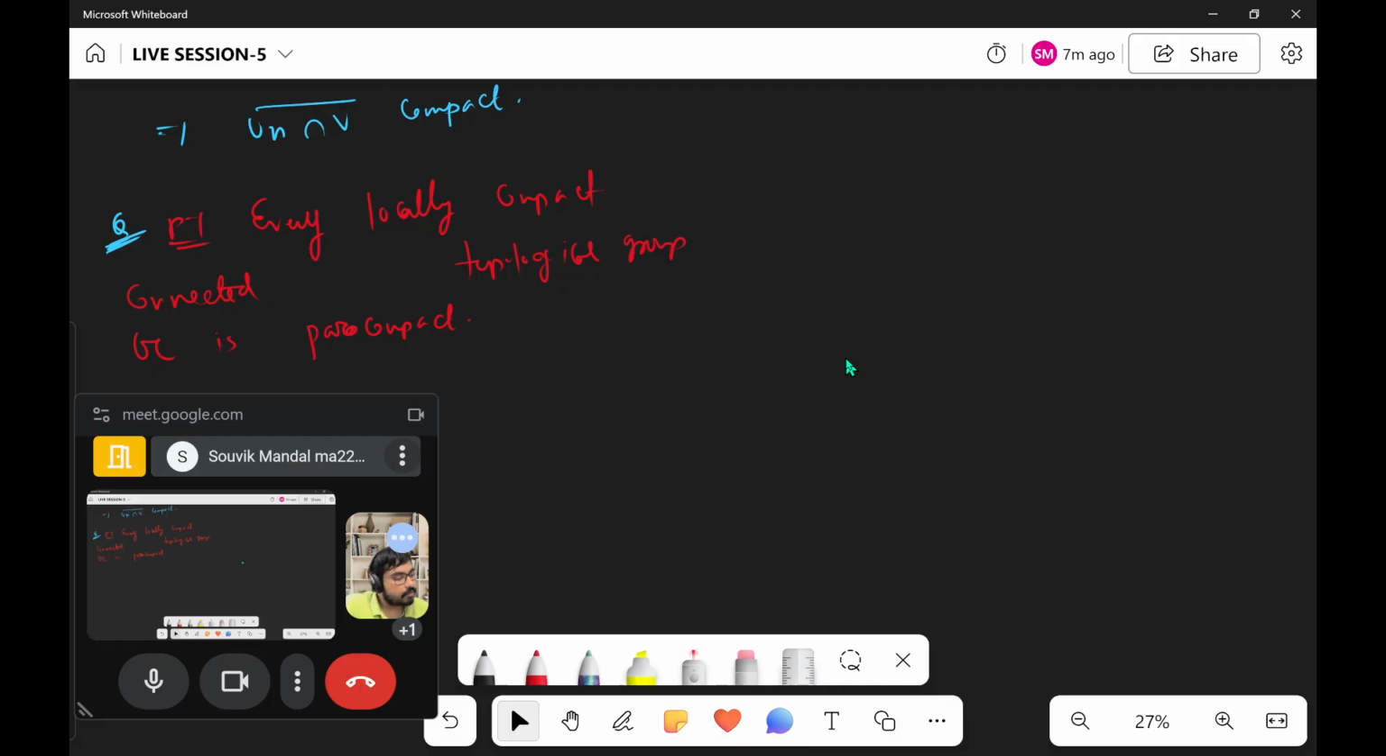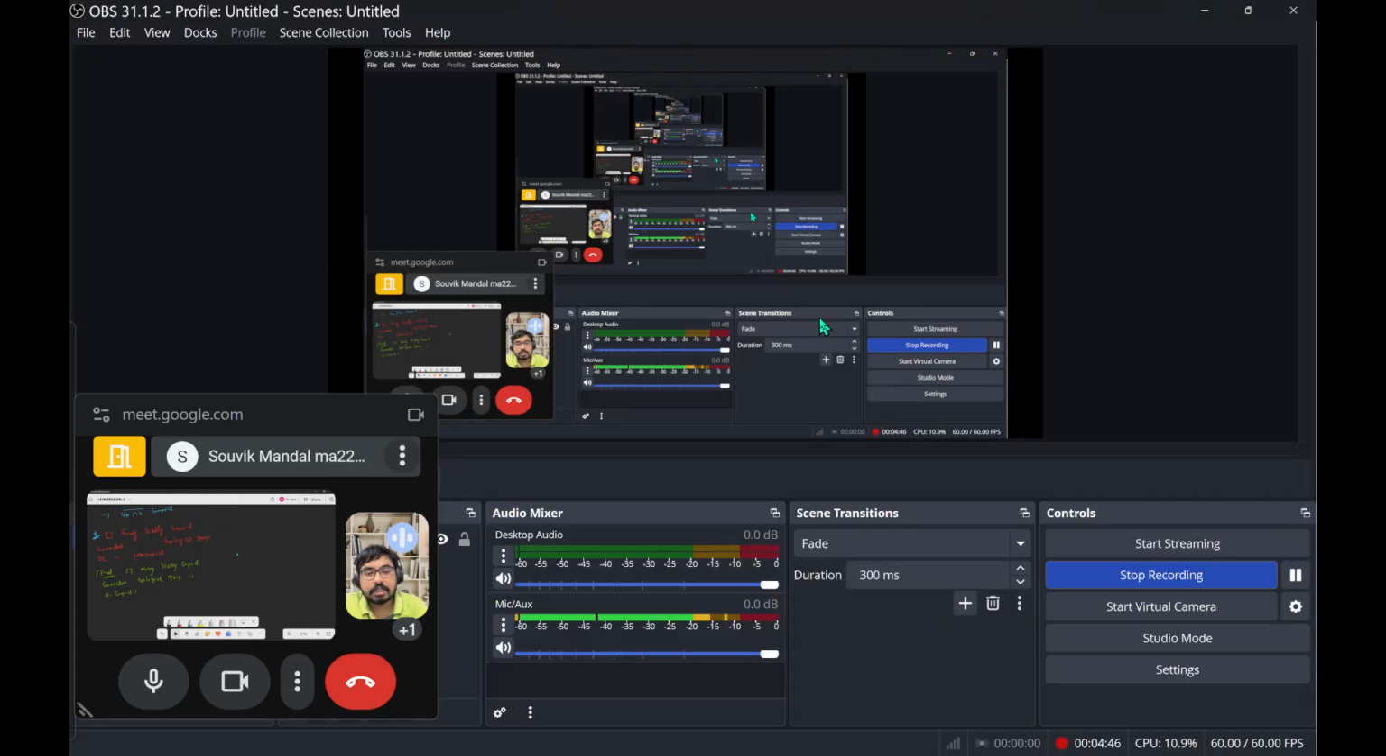So take your time, think about it. I'm giving a hint also. Show that every locally compact connected topological group is sigma compact. Okay, take your time, think about it, let me know. I shall be back within a few minutes.